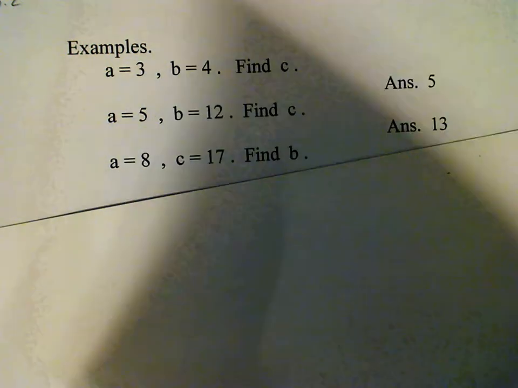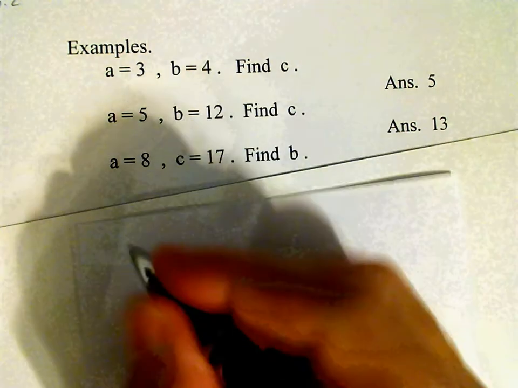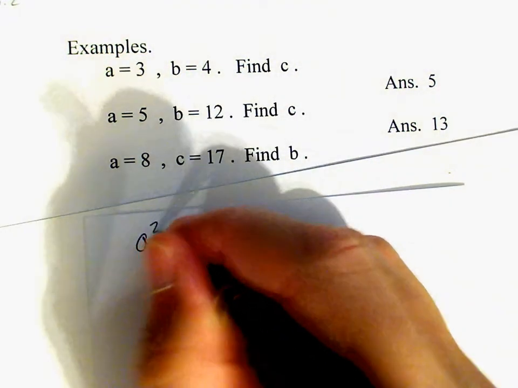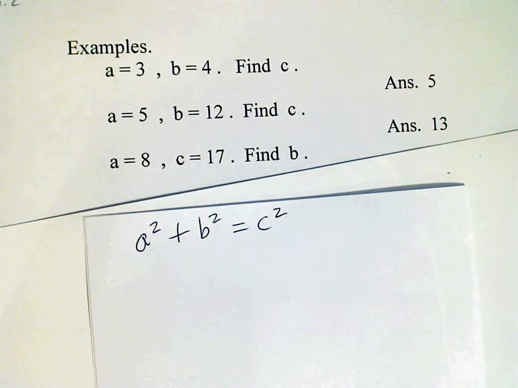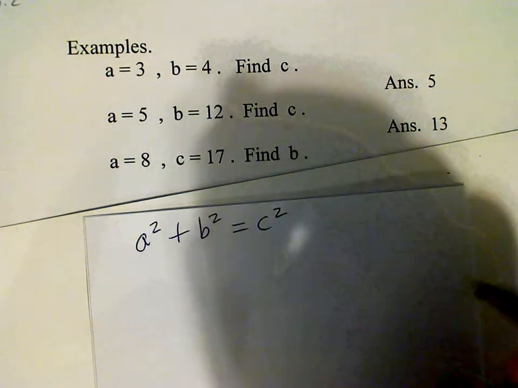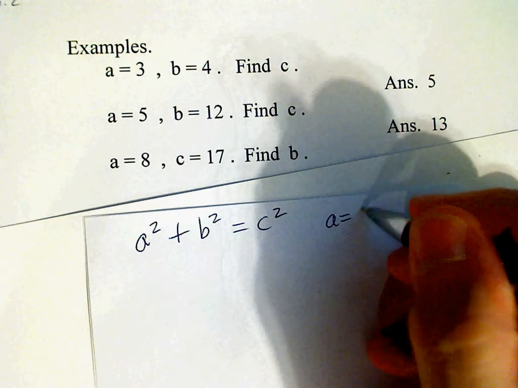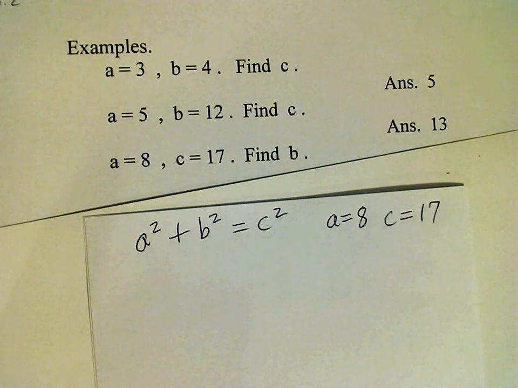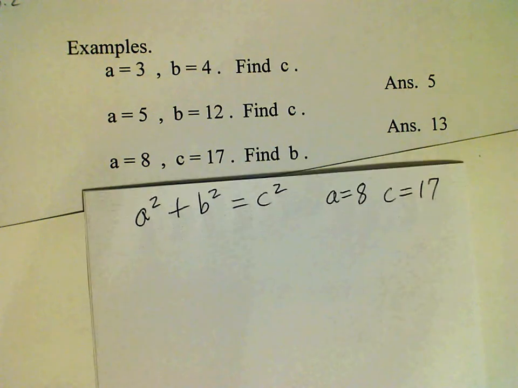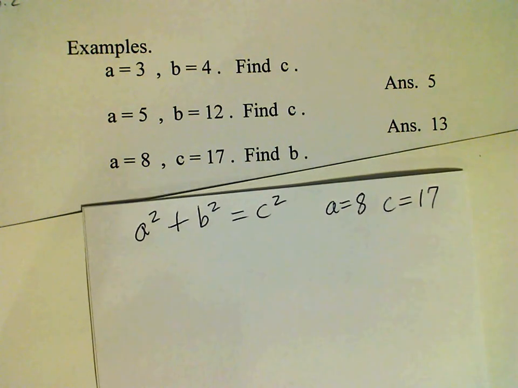Okay, next example. Now we have A equal to 8 and C equal to 17. Now this is a little different now, isn't it? Before we were given A and B and had to find C. Now we're still using the same formula, but we have A and C given and we need to find B.